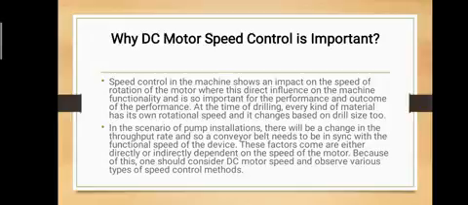In the scenario of pump installation, there will be a change in the throughput rate, and so a conveyor belt needs to be in sync with the functional speed of the device. These factors are either directly or indirectly dependent on the speed of the motor. Because of this, one should consider DC motor speed and observe various types of speed control methods.